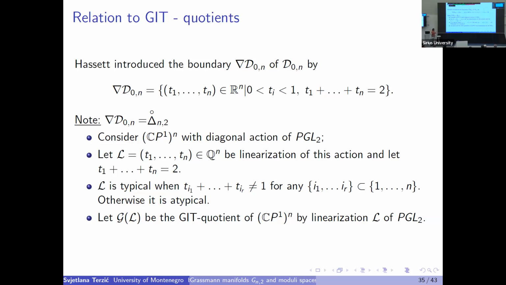And then he noticed that one can employ here geometric invariant theory and consider (CP^1)^n with the diagonal action of the group PGL2, and consider the linearization of this action given by the condition that the sum is equal to 2. And then it's known that the linearization is typical when, for any subset, the sum is not 1, and otherwise it is atypical. And then he considered the geometric invariant theory quotients of (CP^1)^n by this linearization.